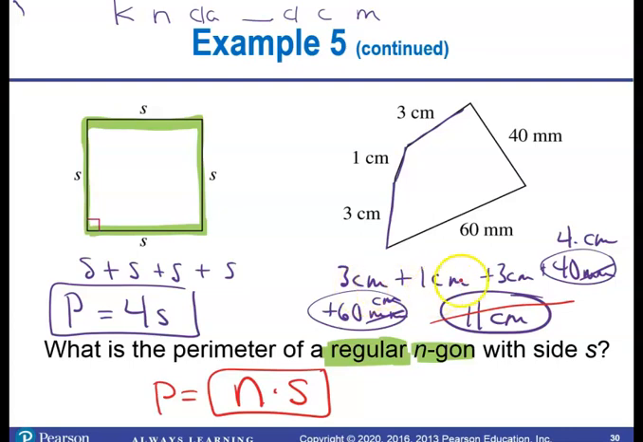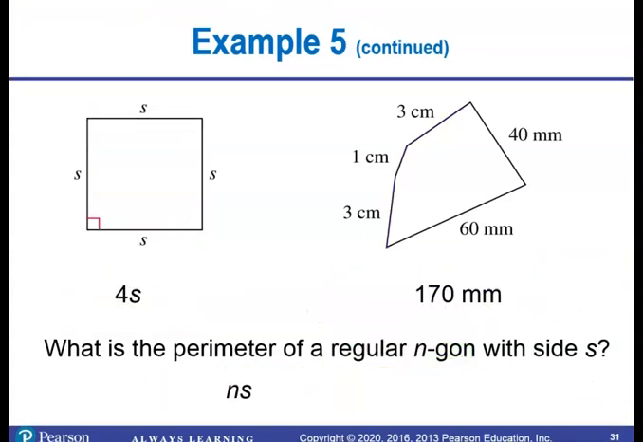3 plus 1 is 4, plus 3 is 7, plus 4 is 11. Don't forget, plus the 6 over here. Okay, that's 17 centimeters. 17 centimeters. Or if we changed it to millimeters, that would be 170 millimeters, right? Okay, now the reason I caught it so quickly is because I have these nice typed up versions of the answers and they all matched, except over here I had 11 centimeters and that's just wrong. This is 170 millimeters.